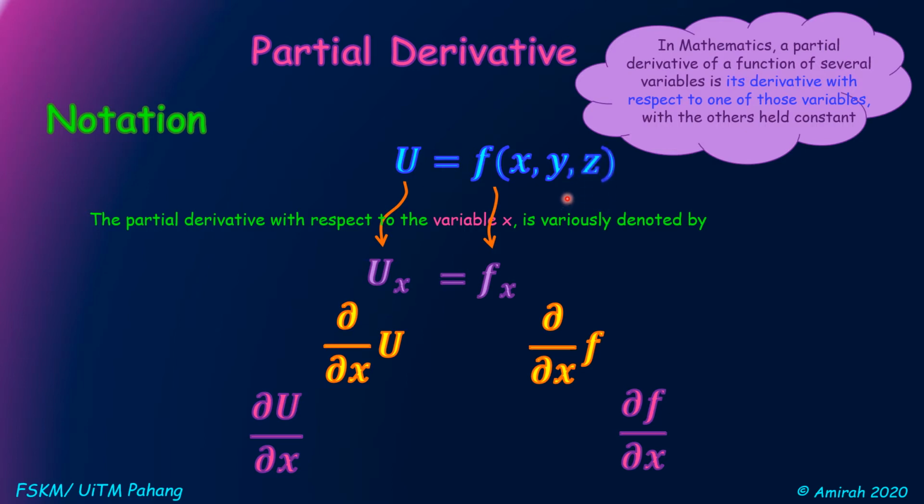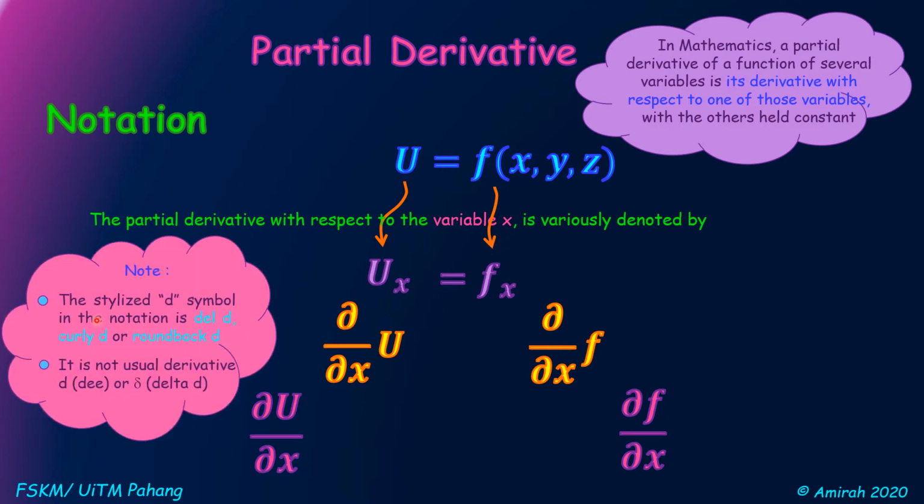Alright, let's say if we have three variables, x, y, and z, we use the same symbol to denote the partial derivative with respect to the variable x. Alright? And the stylish D symbol in the notation is del D, or curly D, or round back D. It is not the usual derivative D, or delta. Okay?